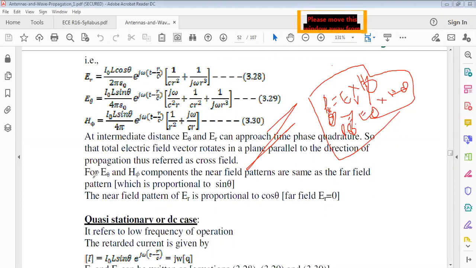Similarly here, E theta and H phi components. Near field patterns are the same as the far field pattern. Already I told you the difference between near field pattern and far field pattern. See here, the 1 by r square term and the 1 by r cube term.